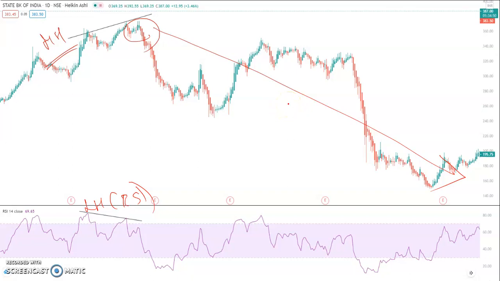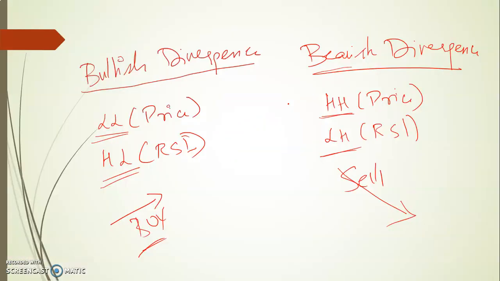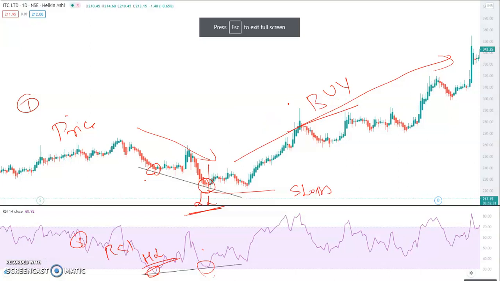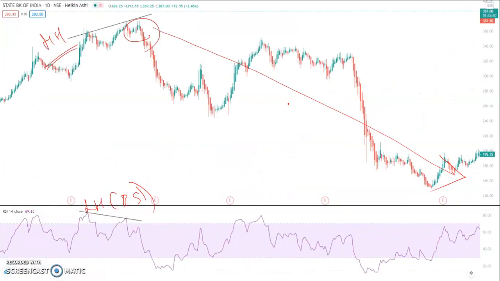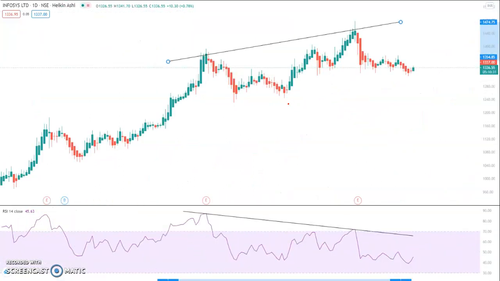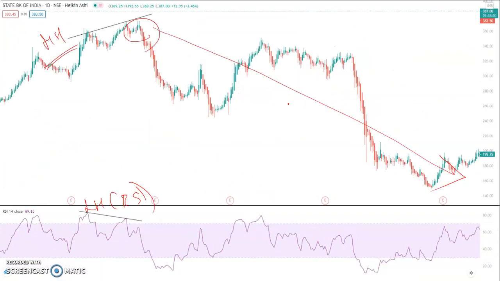Another thing is, the stocks I have taken in the examples are Nifty 50 or Nifty 100 stocks: ITC, Biocon, Motherson Sumi, State Bank of India. These are good, fundamentally strong companies, and even in those we see this kind of pattern, which gives us more confirmation on the reliability of the strategy.